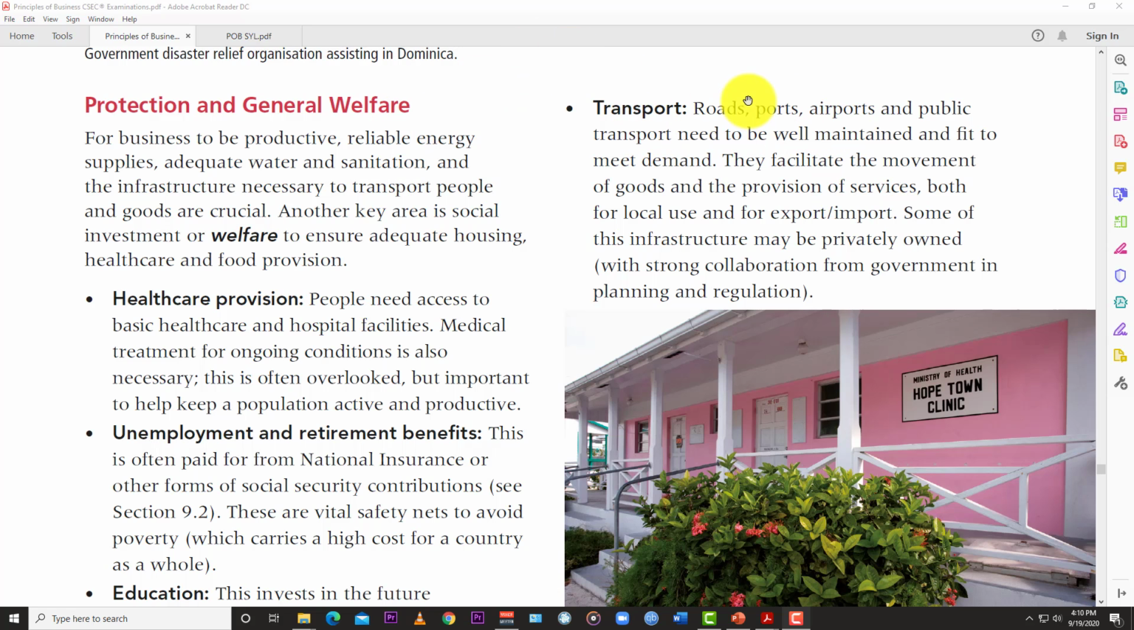Transportation, roads, the infrastructure, roads, airports, bridges, all those things are the responsibilities of the government. They have to install these things and invest in these things so that they can encourage investment and make sure that the health and wealth of the citizens are being taken care of.